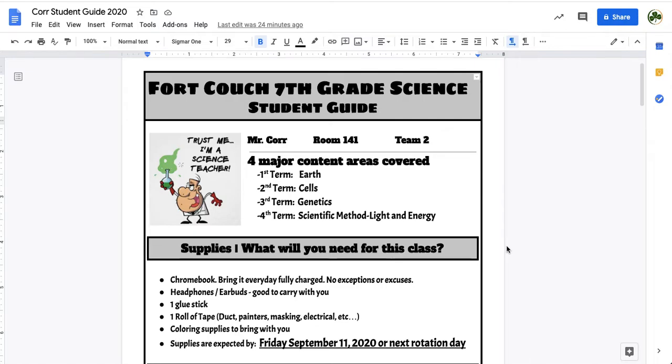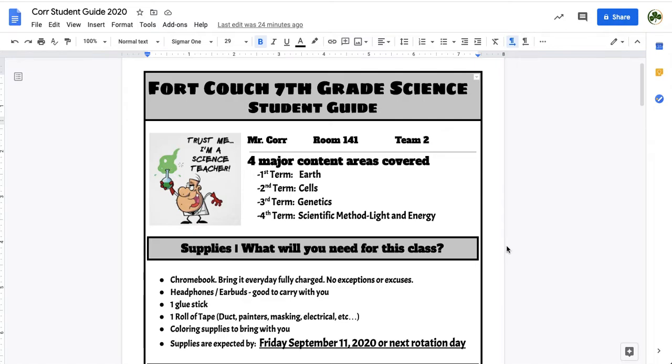After that, we're going to focus on what makes humans humans, and that is genetics. So our big focus is on DNA and also talking about Gregor Mendel, the father of genetics too. And then in the fourth term, we're going to focus on the scientific method, light, and energy.